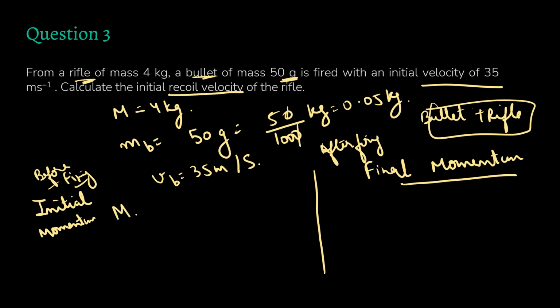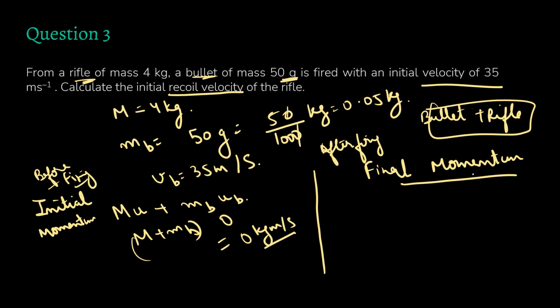So what is your initial momentum? Mass of rifle into initial velocity of rifle plus mass of bullet into initial velocity of bullet. For the bullet and rifle system, our initial velocity is rest, because initially the bullet and the rifle are at rest, right? You are holding the rifle. So your initial momentum comes out to be 0 kg meter per second. For final momentum, we need mass of rifle into final velocity of rifle, plus mass of bullet into final velocity of bullet.